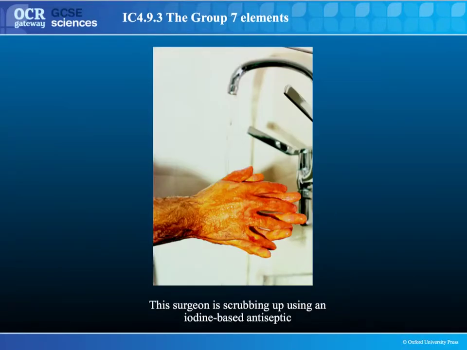Here's an example of someone using an iodine-based antiseptic. It's also a disinfectant, just like chlorine, but it's not as damaging, it's not as toxic. I mean, you wouldn't scrub up using chlorine because you'd cause yourself a hell of a lot of damage, but you can do with iodine.